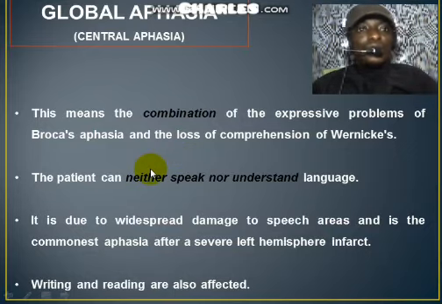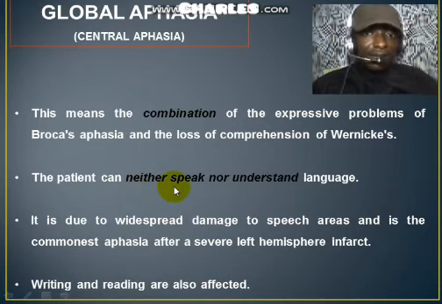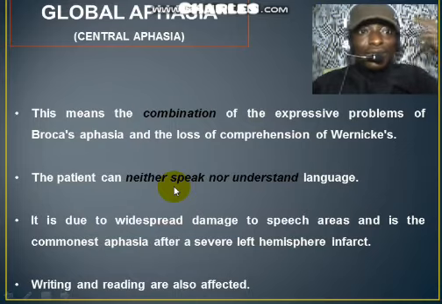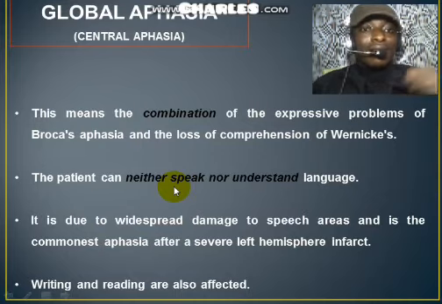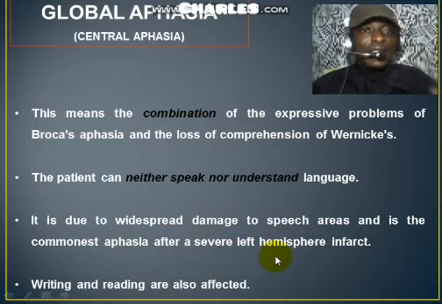This means the combination of the expressive problems of Broca's aphasia and the loss of comprehension of Wernicke's area. Okay, I mentioned that earlier on. The patient can neither speak nor understand language. So there is inability to produce the words, and there is also inability to even understand words. Speech production and speech comprehension are all lost in global aphasia. It is due to widespread damage to speech areas, and it is commonest aphasia after a severe left hemisphere infarct.